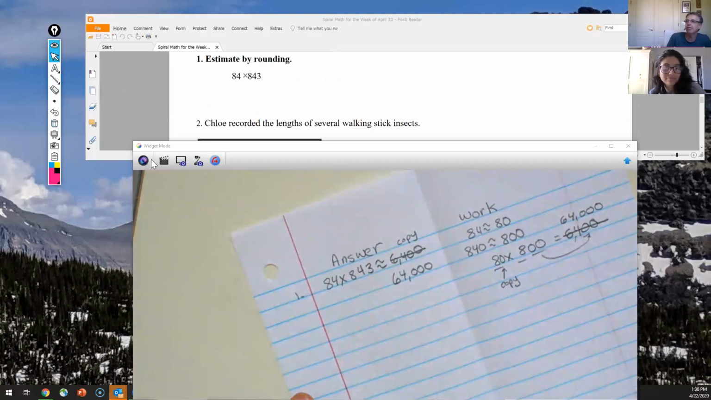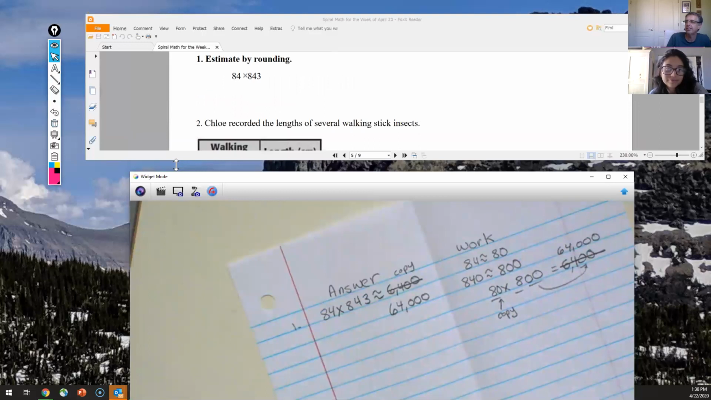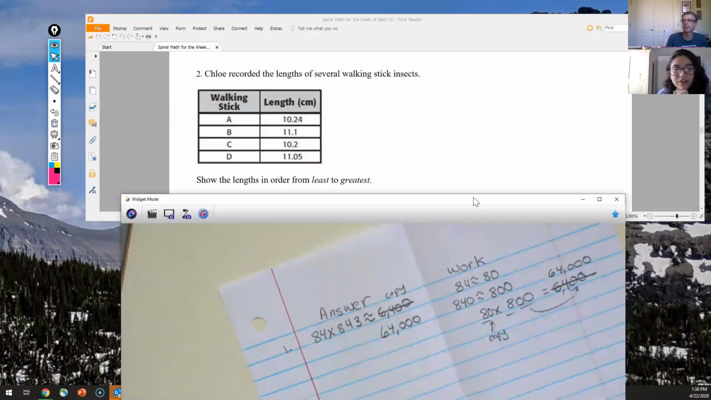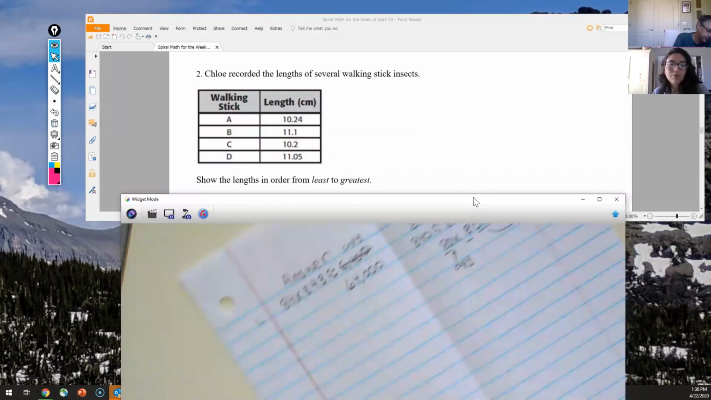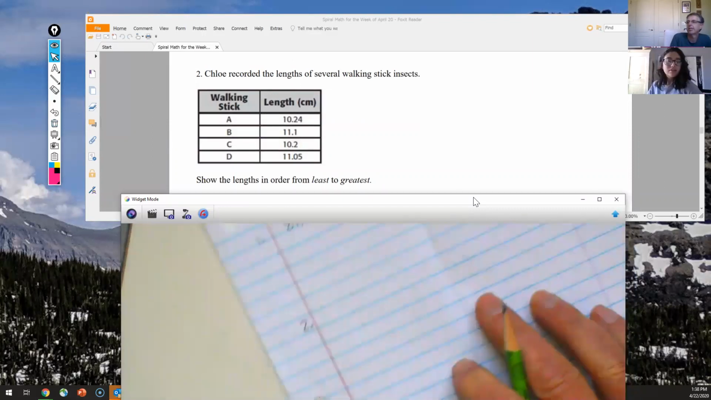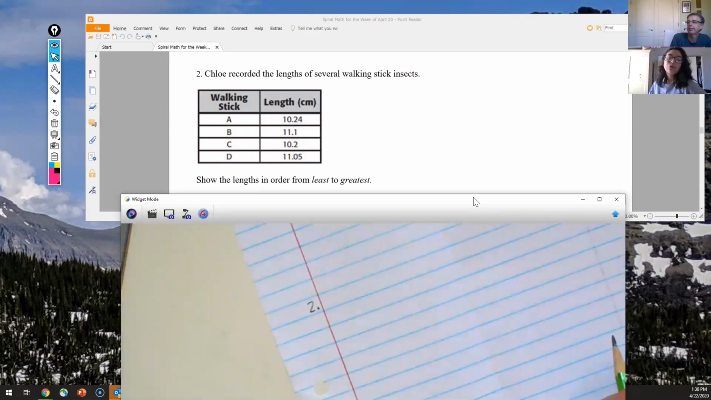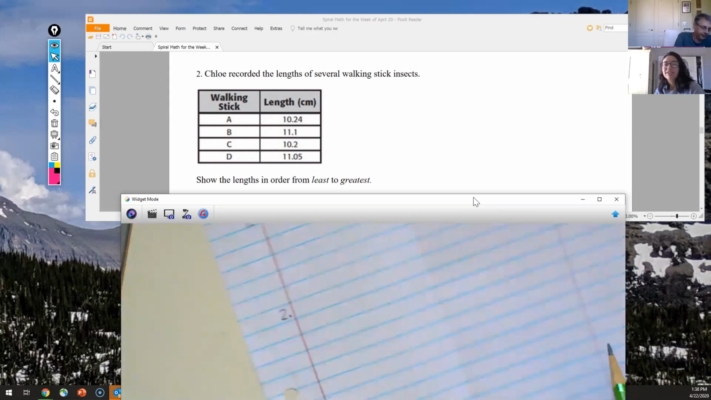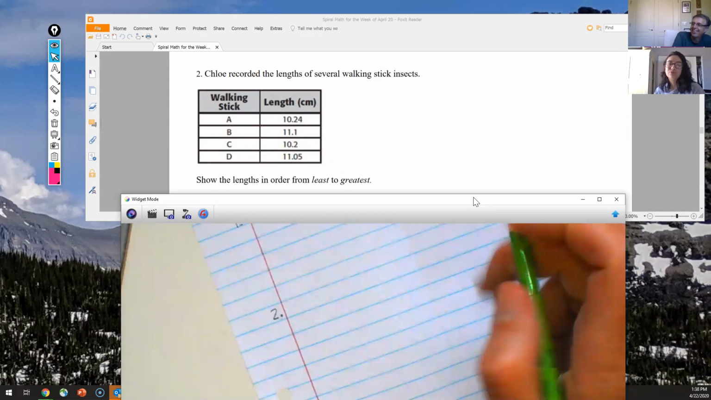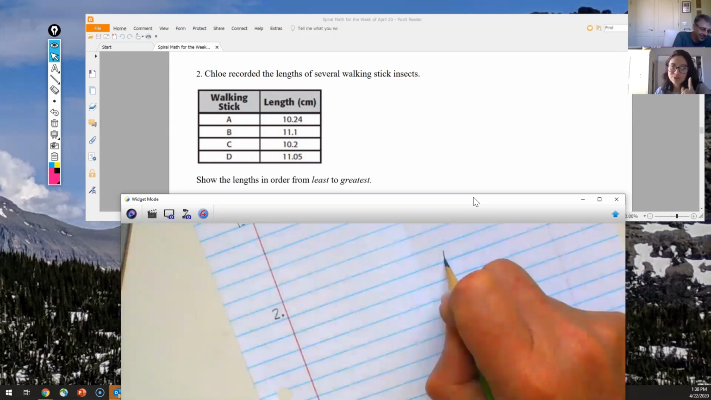And I'll move this down so it's a little bit easier for us to see everything. Okay, so it says Chloe recorded the lengths of several walking stick insects. And it wants us to show the lengths in order from least to greatest. So on this one, the main thing that you guys are going to want to do is, first off, line your decimals up.